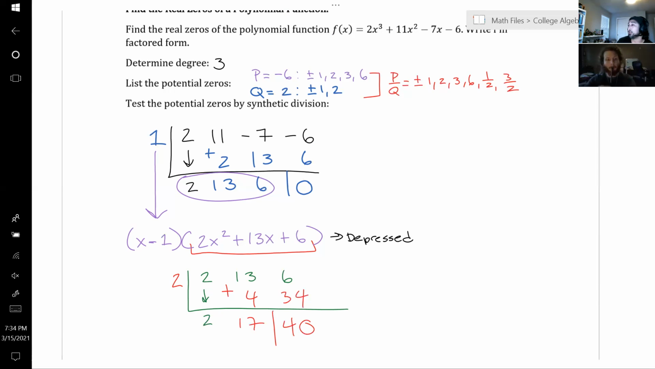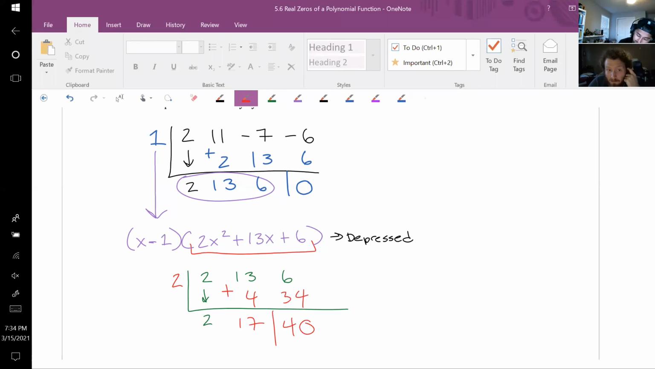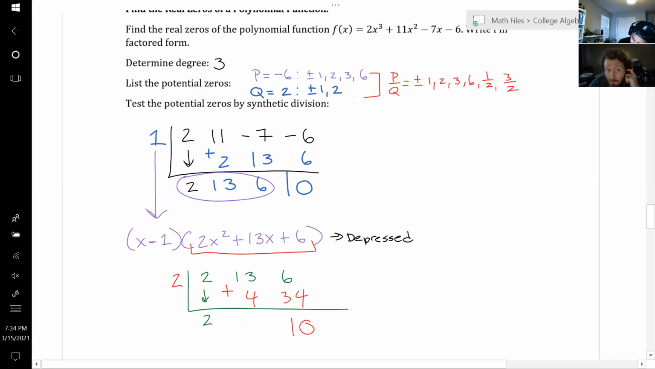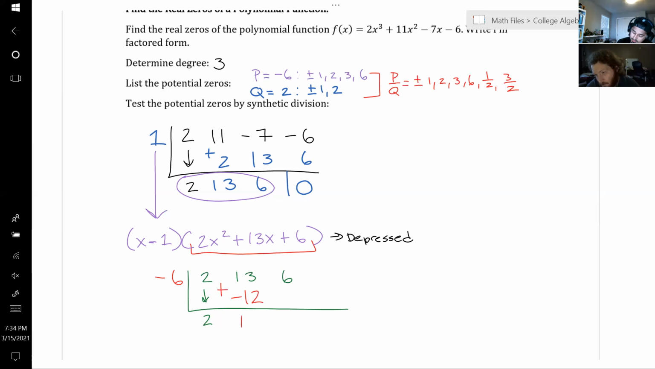So if 2 didn't work out, then go ahead and try 6. Negative 6. Let's go negative 6. All right, let's try that out. Negative 6. This will give me negative 12. We're adding. Here we'll get 1 and then negative 6. Hey, look at that. You get a remainder of 0.